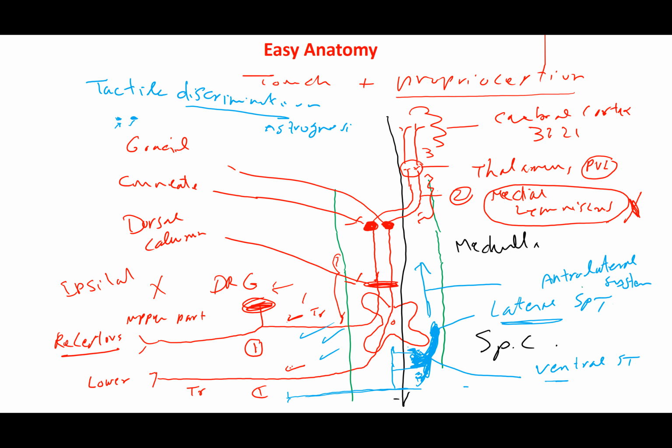Before I leave you, remember that injury here, this is the gracile and cuneate tracts, injury here, this is the posterior column, leads to ipsilateral loss of proprioception and touch, what we call akinesthesia, or astereognosis, or loss of deep touch in general and position. Then injury in the medial lemniscus leads to contralateral loss of this function.